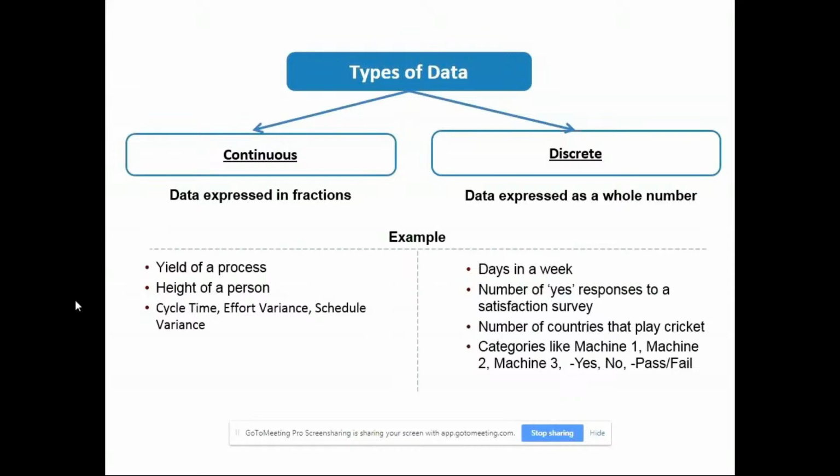And discrete: days in the week. How many days are there in the week? 7 days. It's a count. Number of yes responses to a survey. You can count the yes responses. Number of countries that play cricket. The CSAT rating that you take, 1, 2, 3, 4, 5. Categories like machine 1, machine 2, machine 3, yes, no, pass, fail, all the binary data. That is an example of a discrete data set.